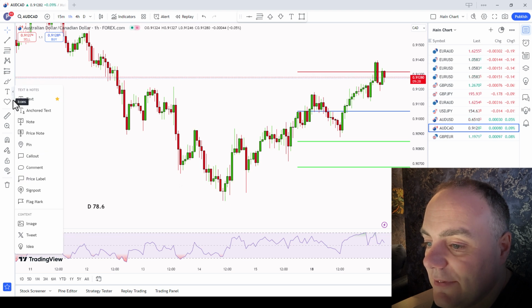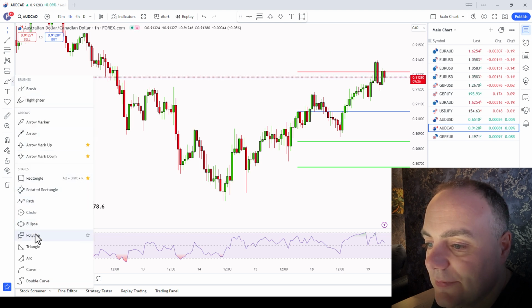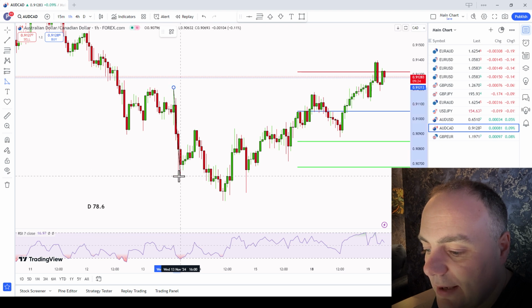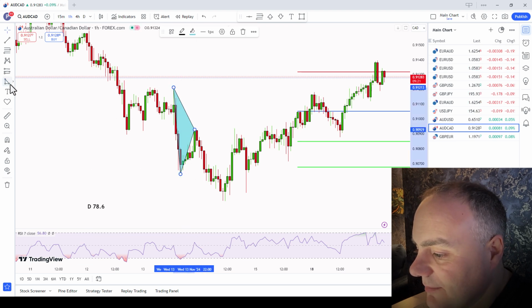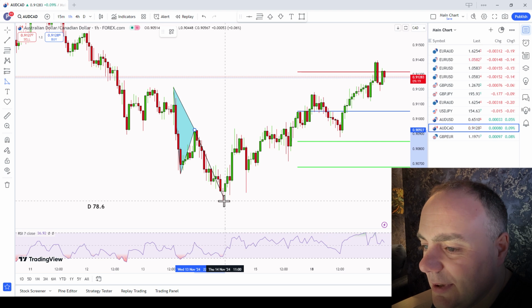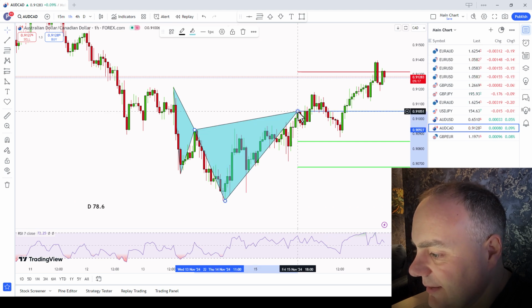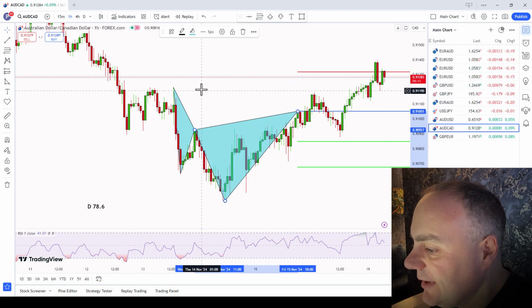Okay, so we now have this valid cipher pattern. So I'm just going to quickly draw in the cipher. There we go. And again to there, to our entry here.